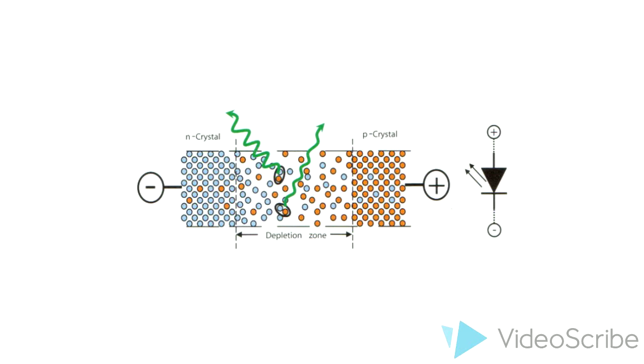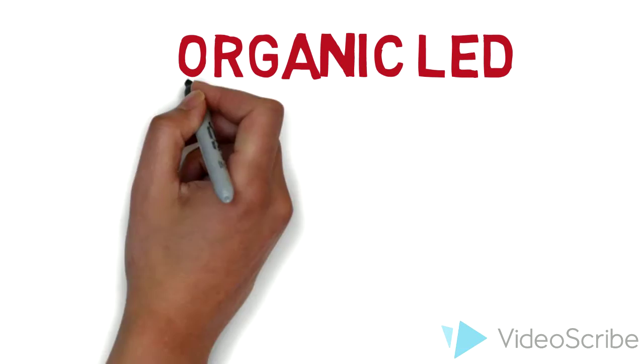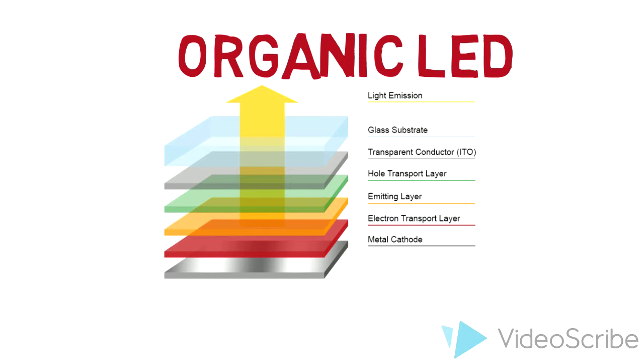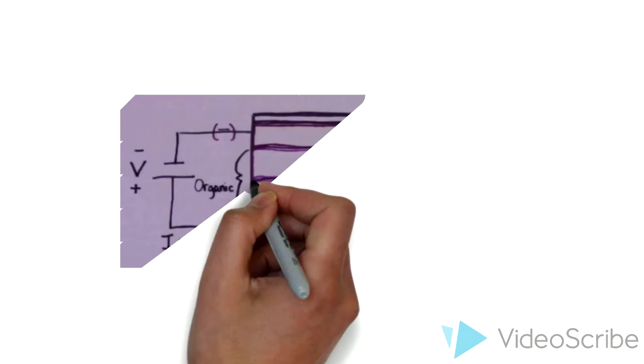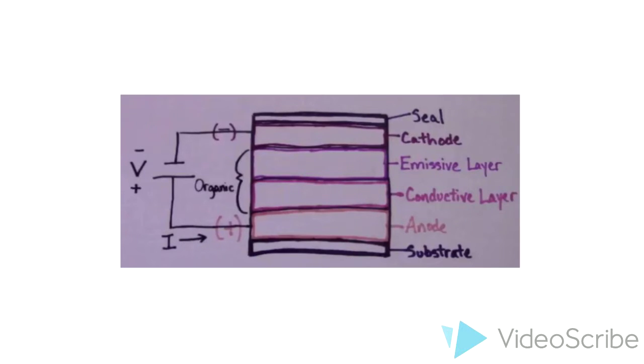Now take a look at organic LEDs. Instead of p-doped and n-doped semiconductors, organic LEDs are made up of multiple layers. The top and the bottom, called the seal and substrate respectively, are usually made of glass or plastic, and they serve to protect the rest of the device.